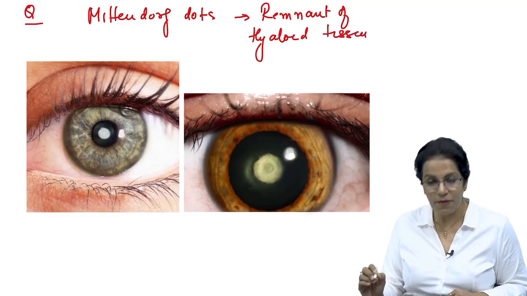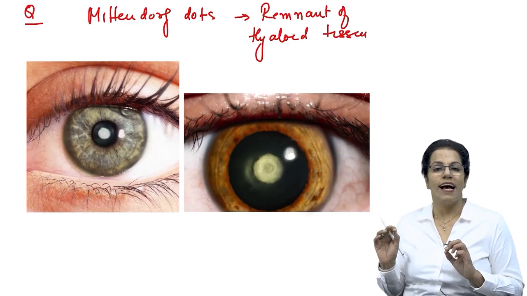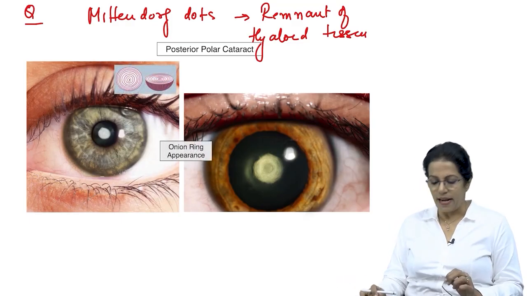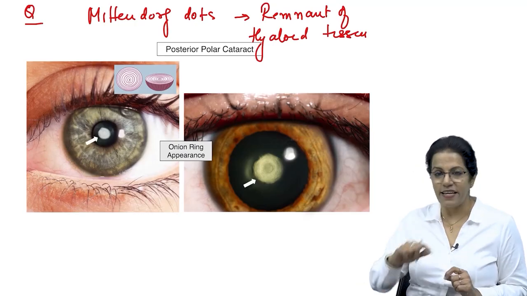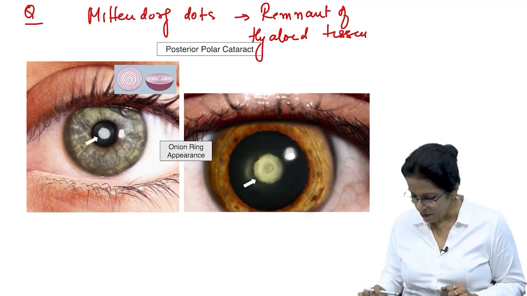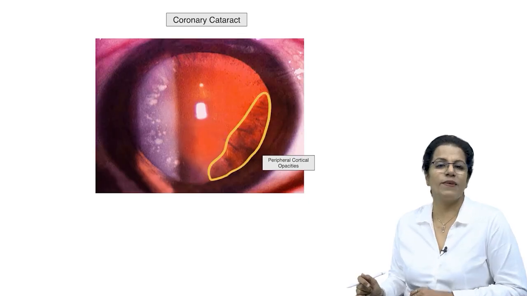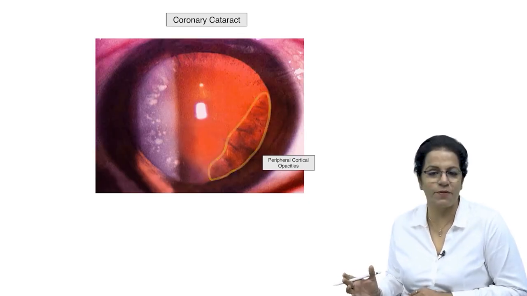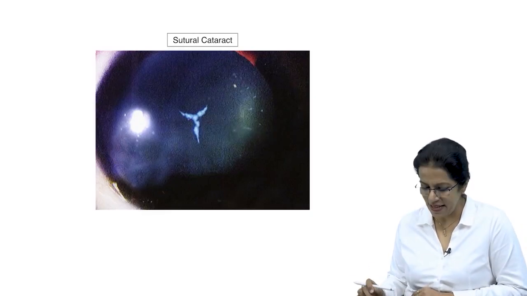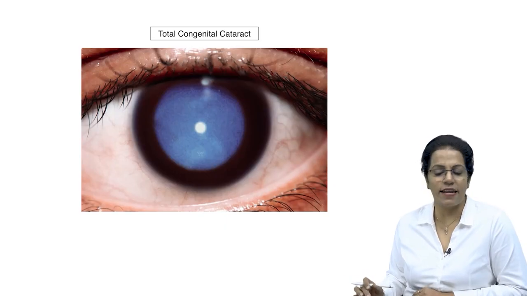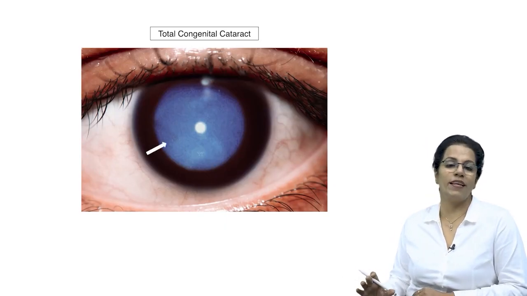Another important thing that you have to keep in mind is onion ring appearance. This posterior polar cataract is showing you the onion ring. You can see it round, this type of appearance. What is next? This one is your peripheral cortical opacities, which are called coronary cataract. What is this? I can see a straight Y. This is a sutural cataract. And this is total congenital cataract that you are seeing, where the whole lens is opaque.